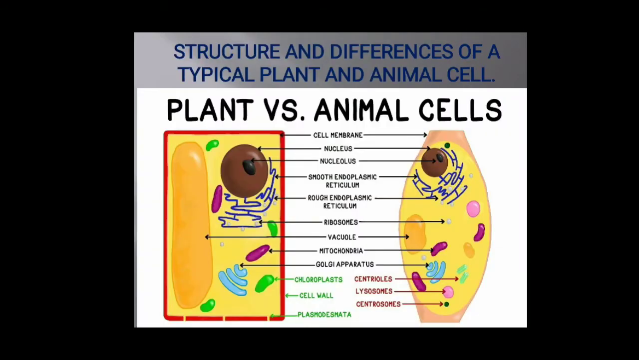In the starting of the lesson, you have learned the structures of a typical plant cell and animal cell and what are the differences between plant and animal cells. The major difference between a plant and animal cell is the presence of plastids, that is chloroplast, and the presence of cell wall. So you can have a look at the two structures of the typical plant and animal cells and go through the labels or organelles which are present in both of the cells.